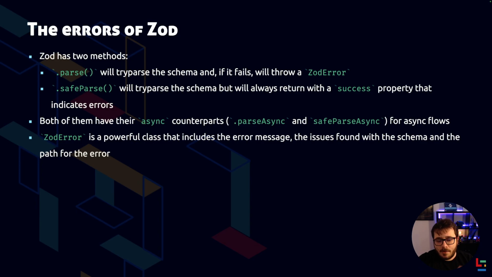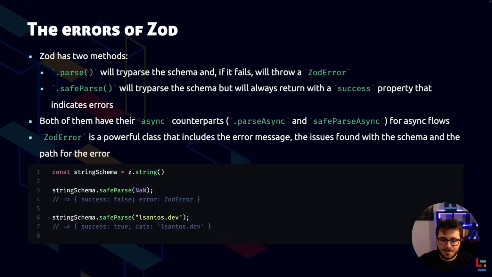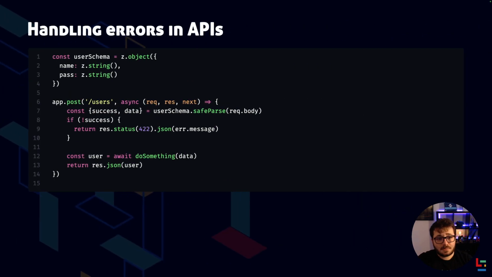And ZodError is a very powerful class that includes the error message, the issues found, the path, everything that you have, and you can actually use it to validate everything. So this is one of the ideas that we use. So this is for the safeParse, right? If you're safe parsing, you have success false and error, which is a ZodError. And if you have true in the success, you have the data, which goes back to you, right?